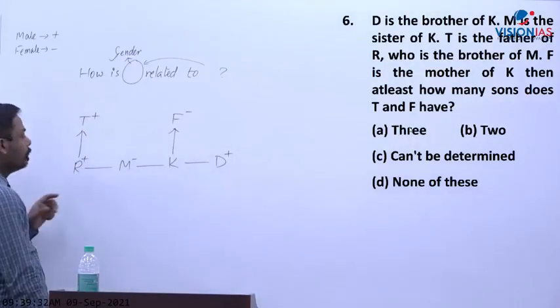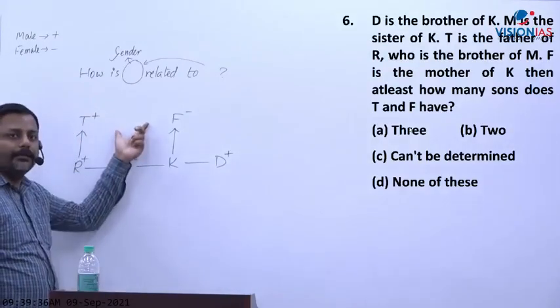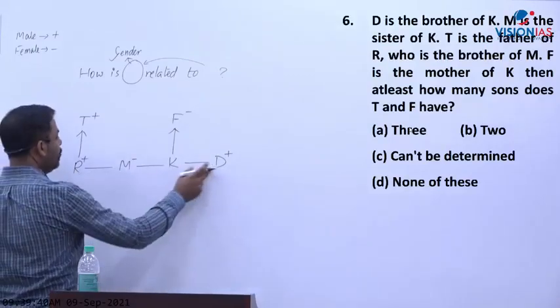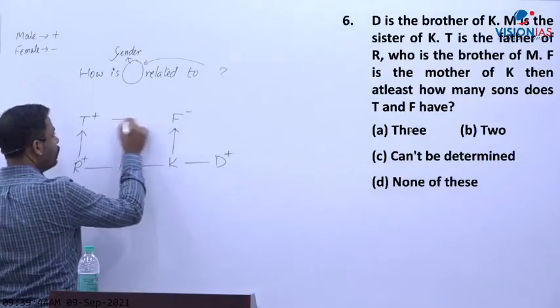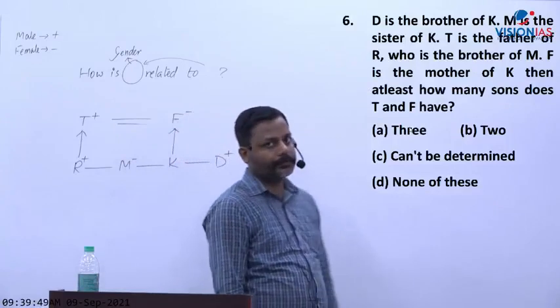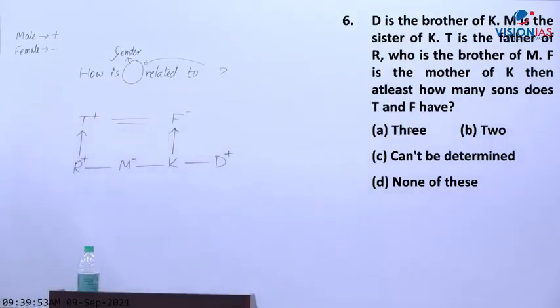So as we know, these four are siblings. So their parents will be mutually husband and wife as well. Since R, M, K, D are four siblings, their parents are T and F. So they both mutually will be what? Husband and wife also. Parents of children are husband and wife for each other.